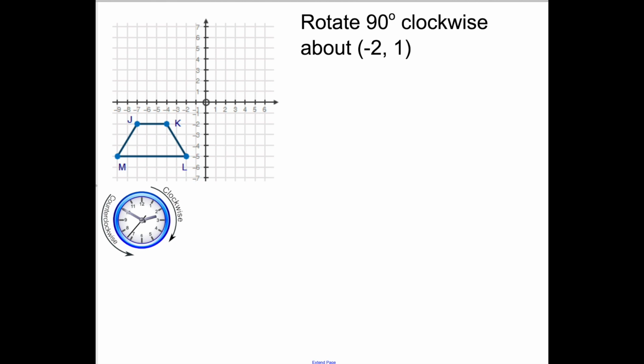All right, so let's take a look at how it would work here. So what we have is we have (-2, 1). So I'm going to draw my X and my Y.